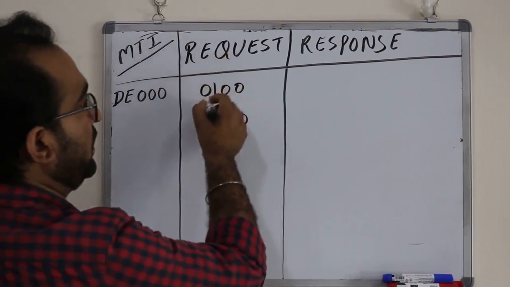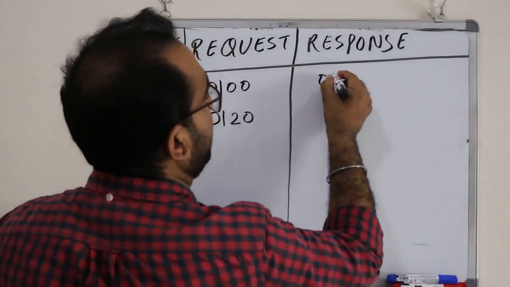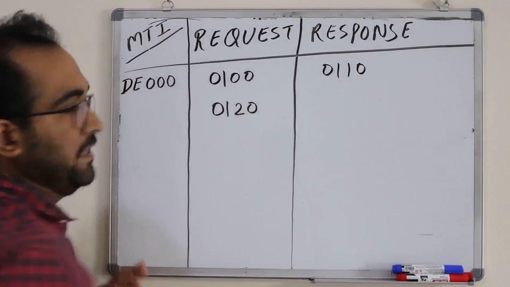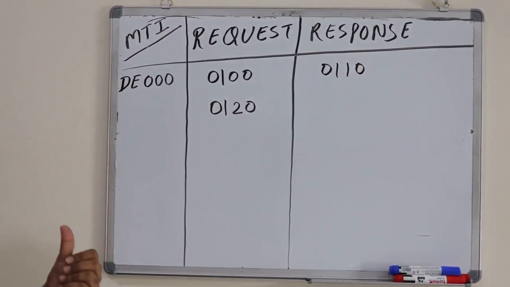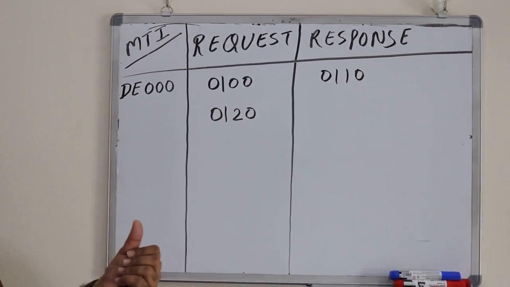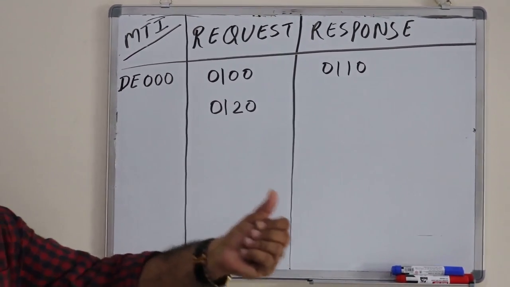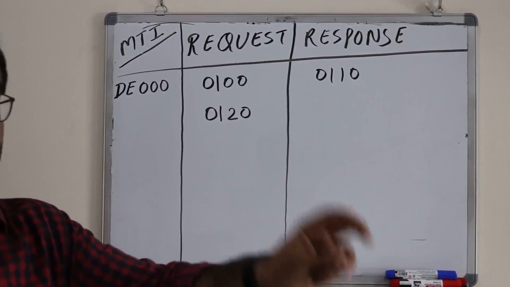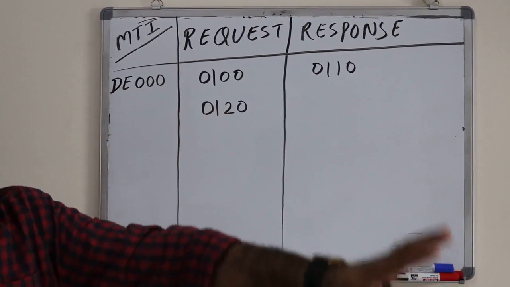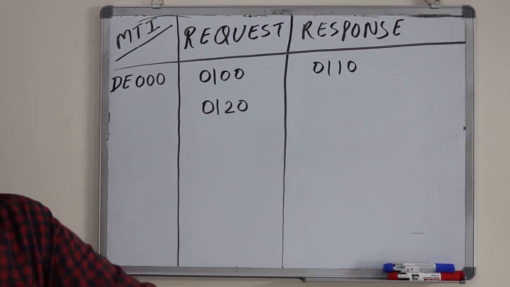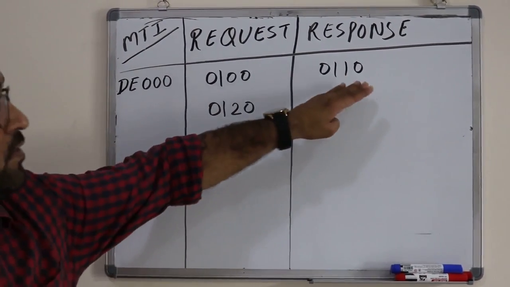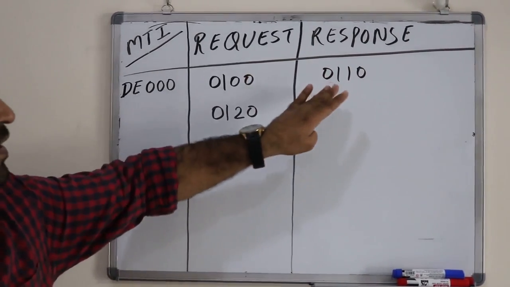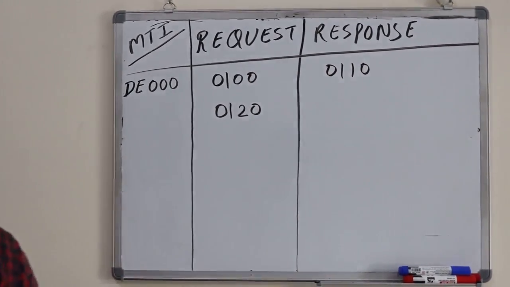So the request is 100 and the response is plus 10. You simply add 10 to 100, this is 110. So it means from the POS we will trigger a 100 message, this will reach the acquirer, the acquirer will send it to the payment system, and the payment system will send it to the issuer. If the issuer finds everything well, if they are able to validate all the fields, everything related to the customer, they will send an approval, 0110, which is 110. They simply add 10.